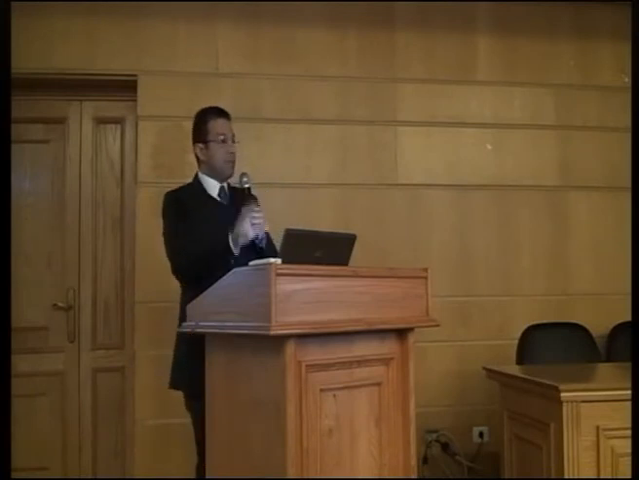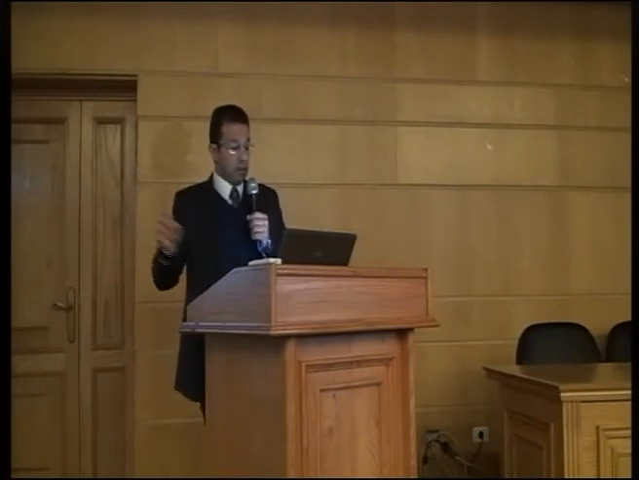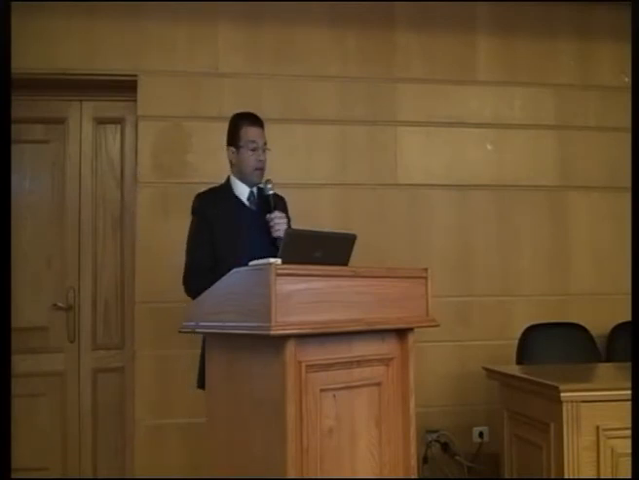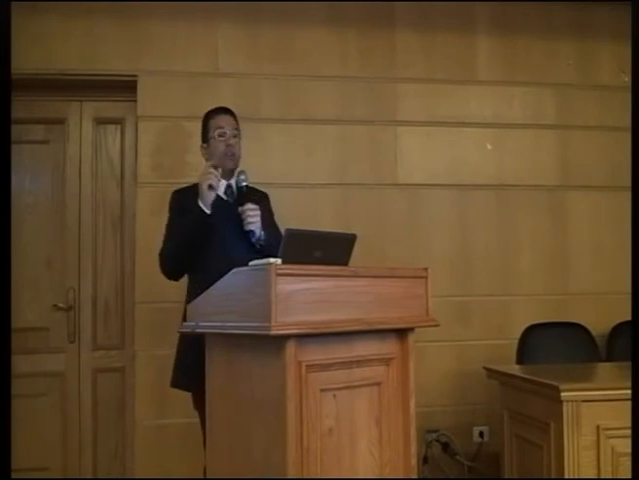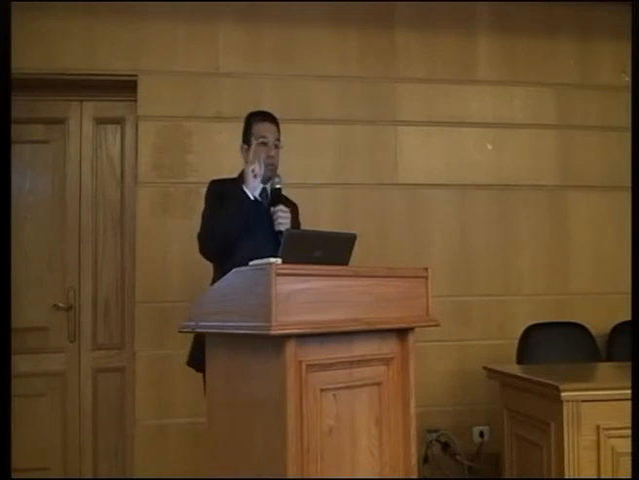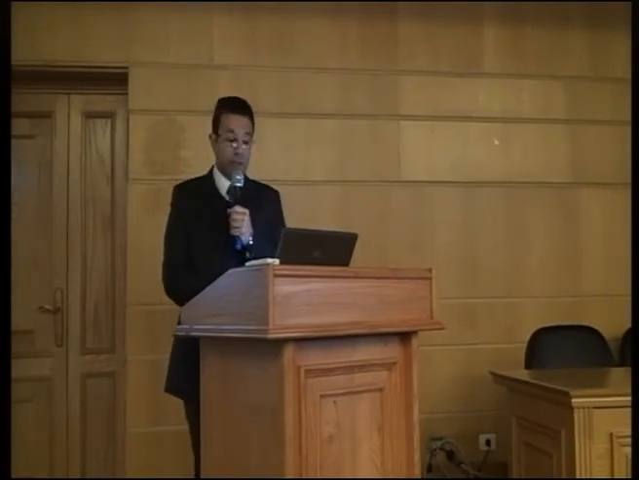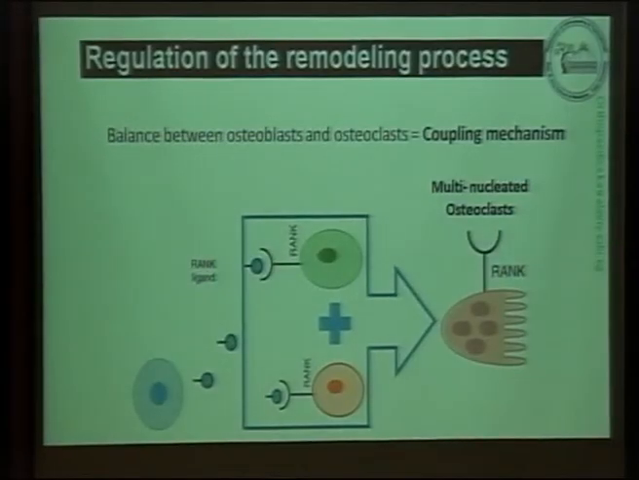So if you have a stimulus, the osteoblast secretes something that activates the osteoclast. How does this happen? We have special receptors on the monocytes of the osteoclast. Once they attach to the RANK ligand produced by the osteoblast in response to a stimulus, this monocyte will bind with another monocyte, forming the multinucleated osteoclast and starting the bone resorption process.